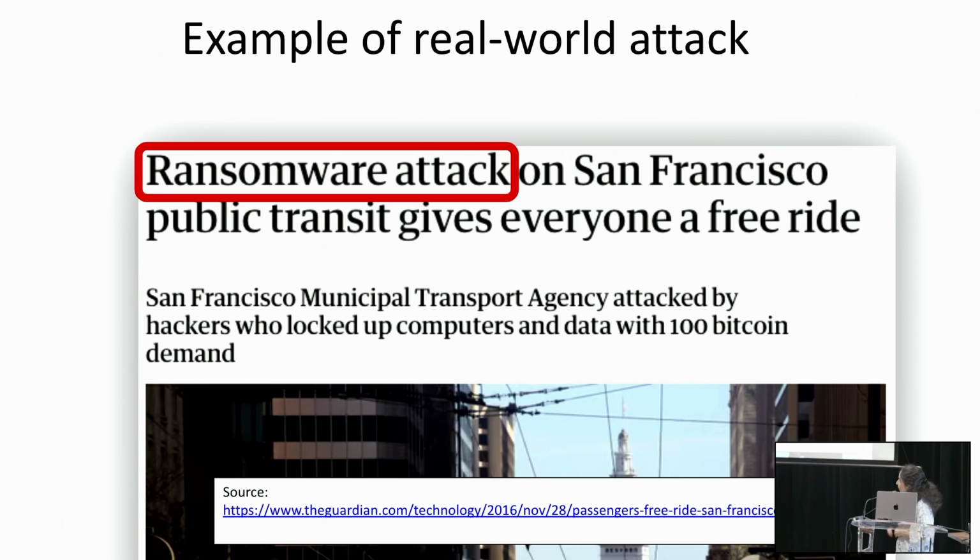In 2016, there was an attack called the SFMTA attack, a ransomware which targeted the public transportation company in San Francisco. This attack is a kind of deserialization attack. I will explain to you what deserialization is. It took 2 days to be resolved. A lot of computers were locked up, and a lot of services of this transportation agency were locked. But after the 2 days, it was resolved. The bright side of this attack is that a lot of passengers had free rides for 2 days, even though it was an attack.